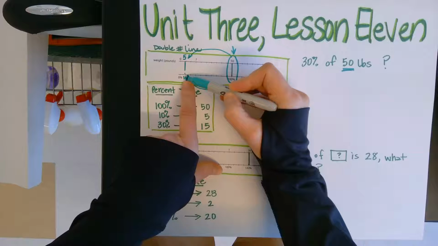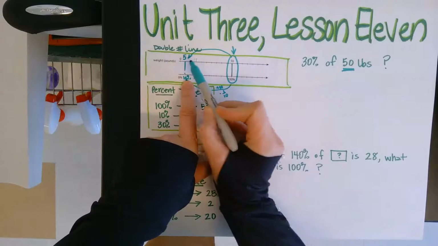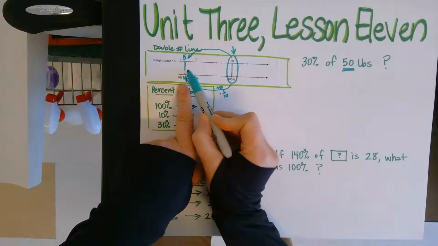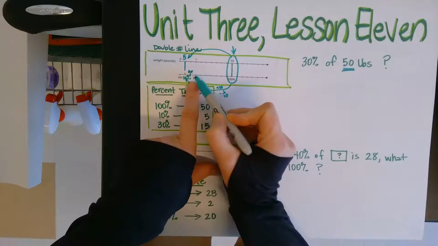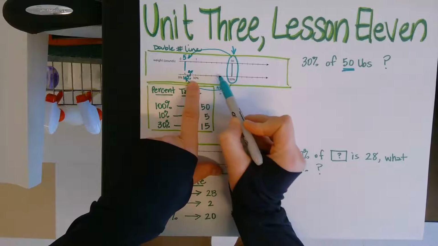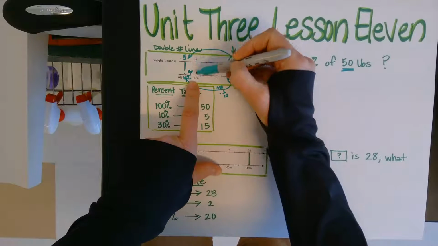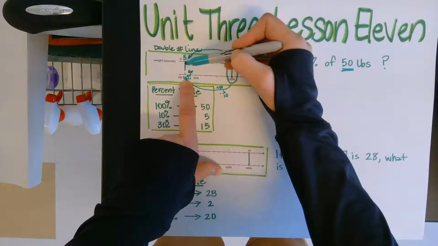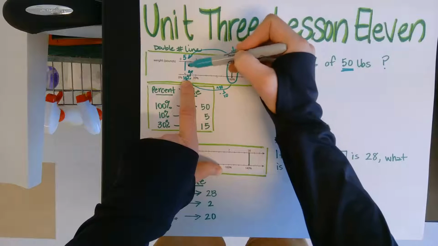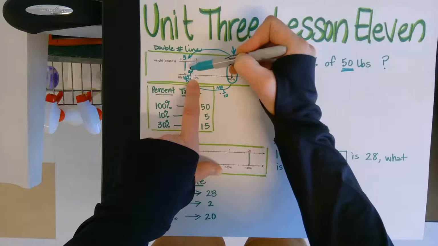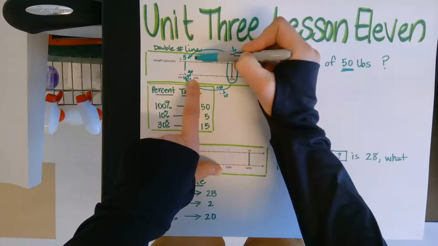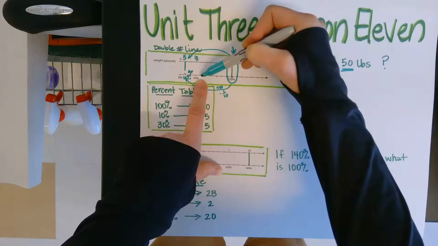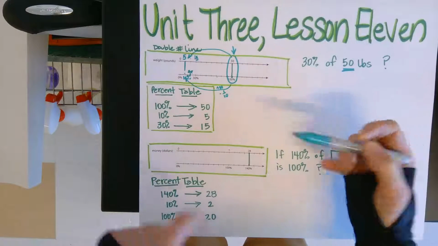Once I have my 5, my 10%, then I can complete the rest of my double number line. So if this is 10%, then this is my 20%. This is my 30%, 40, 50, 60, 70, 80, 90, 100. Those are going to correspond to that same ratio, right? So I've got 5 is 10%, so that would mean 10 would be 20%, and 15 would be 30%, 20 would be 40%, and so on.